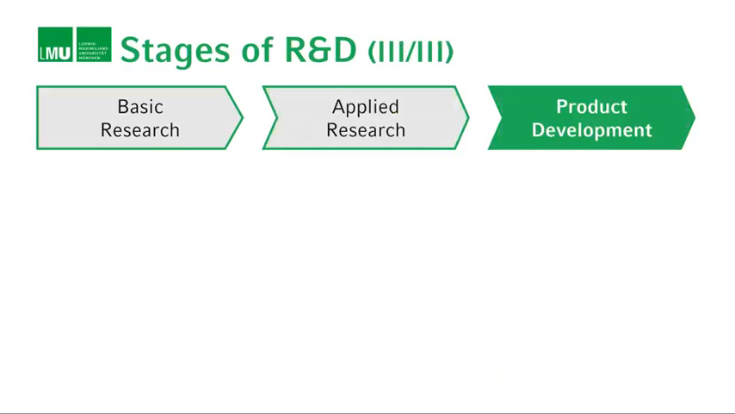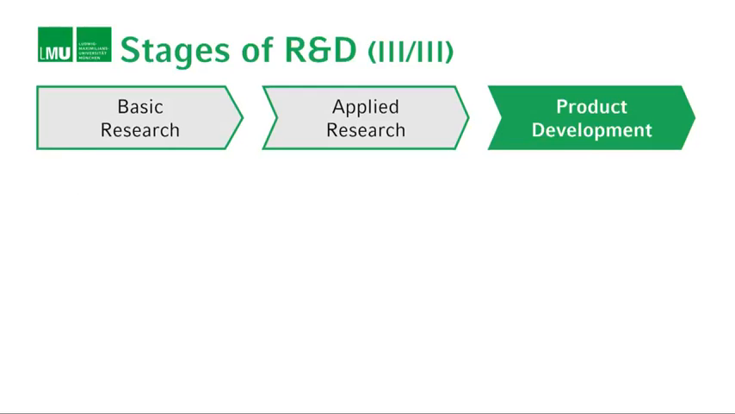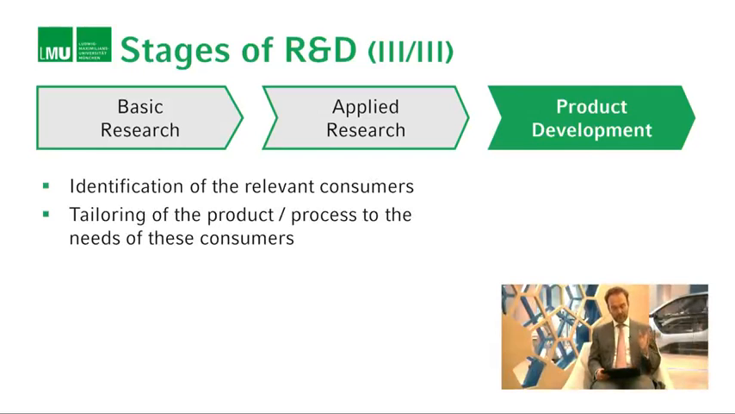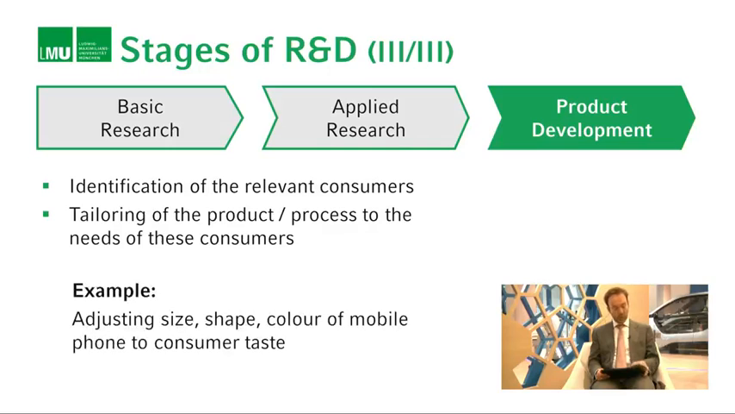Now then, once we go one step further, we can think about product development. Product development is about the identification of relevant consumers, and it's about tailoring these products or these processes to the needs of those consumers. So, to be concrete, if you have your prototype and you adjust the size, the shape, the color of that particular mobile phone to the tastes of your consumers, that would be product development.